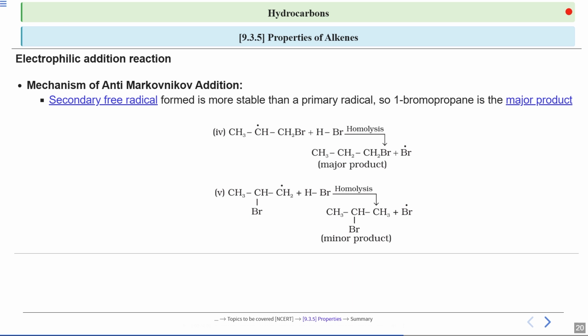Apart from the major product, you will also obtain the minor product. But since your primary radical is formed in a small amount due to the instability of the primary radical, we get the 2-bromopropane in a small amount, again creating a bromine radical along with it.